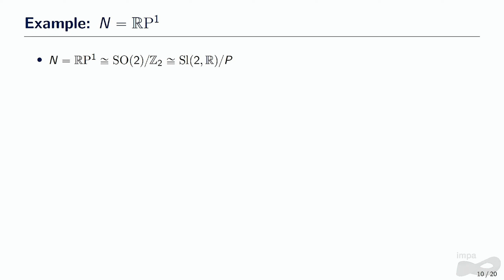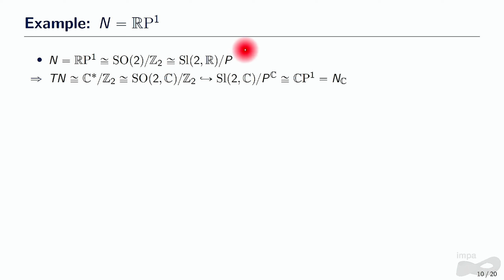So in the very easy example of RP1 being SO2, we see that RP1 is not only a homogeneous space for SO2, but also for SL2R, right? Which is a non-compact Lie transformation group acting on RP1, which is the space of real lines in R2. And so when we complexify SO2, which is a circle, we get C star. And if we complexify SL2R, we get SL2C and quotient out the parabolic subgroup. So we see that in this picture, actually RP1 lies in CP1.